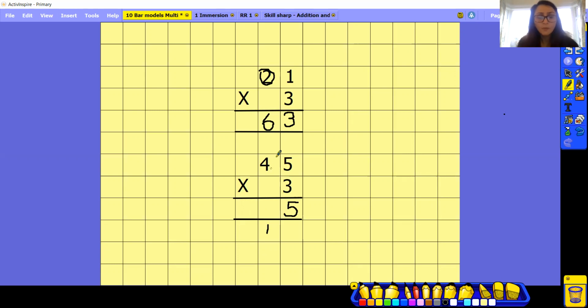So we're then going to move on to our tens column. So we're going to do 4 times 3, which equals 12. Remember, don't forget to add the extra 10. So 10 add 12 add 1 equals 13. So our answer should be 135. Well done if you managed to get them right.